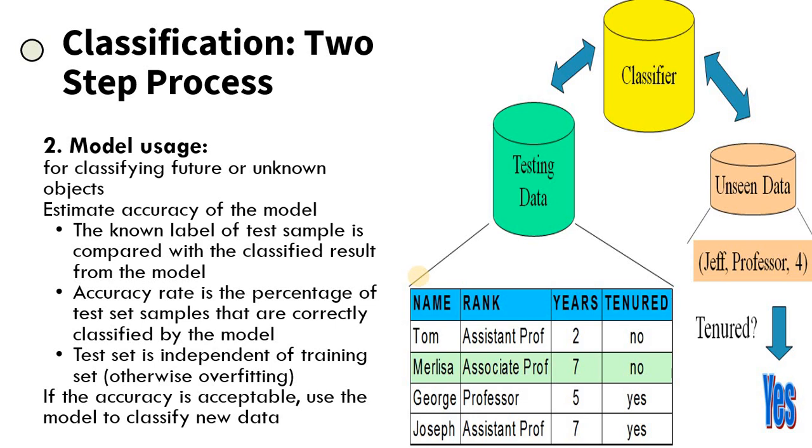So the accuracy rate is the percentage of the test samples that are correctly classified by the model. So suppose the accuracy rate is 97%, it means that from 100 test data, 97 will be correctly classified and 3 will not be correctly classified. So we can say this model is very efficient. So this is how the classification process works in 2 steps. First is model construction, and second is model usage.